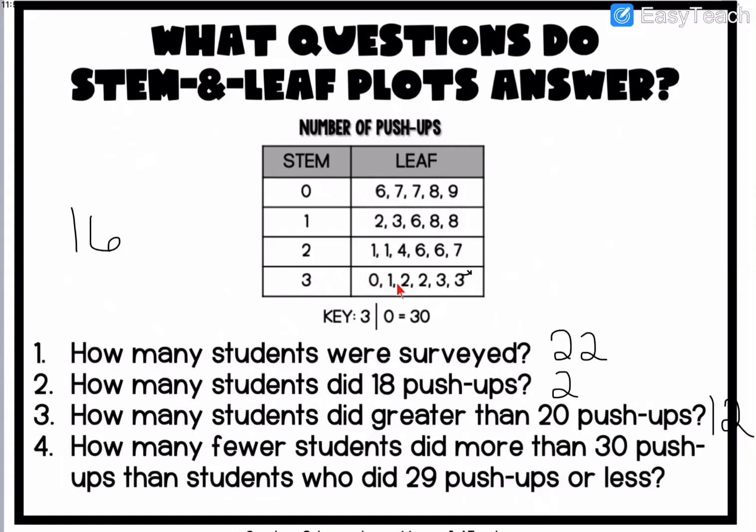And more than 30 push-ups: 1, 2, 3, 4, 5. So 5 did more than 30. How many fewer students did more than 30 push-ups than students that did 29 or less? I'm going to subtract those two, and I'm going to get 9. All right.